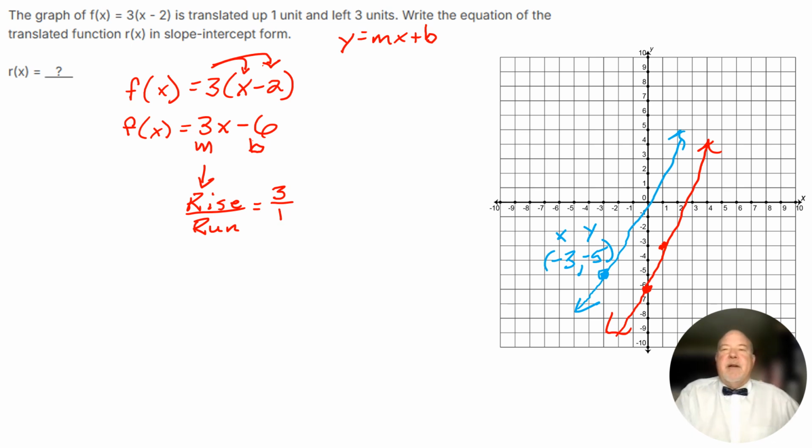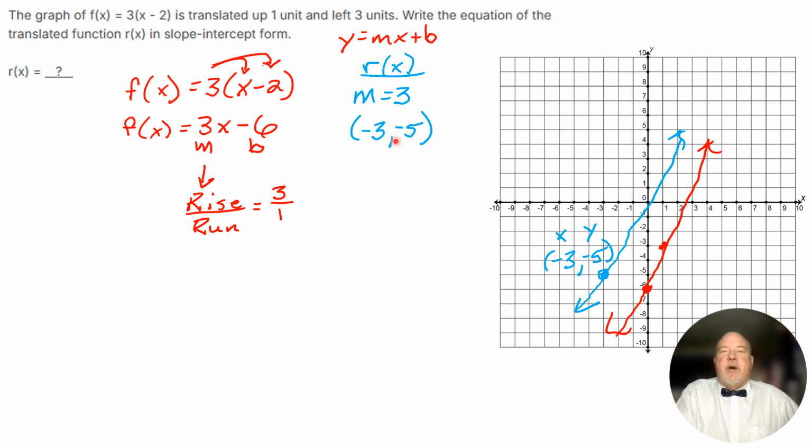So how am I going to do that? Well, I'm going to take my y equals mx plus b. I know the slope is equal to 3 for my new line, so I'm talking about r of x here. Let's label that. I know m is 3, and I know that it goes through the point -3, -5. Again, I know that because I took a point from the other line and translated it using what they said. I translated it up 1 and left 3, and that gives me a point on the new line.